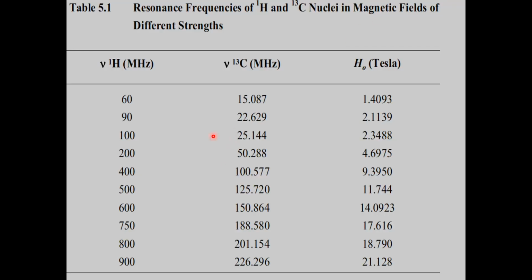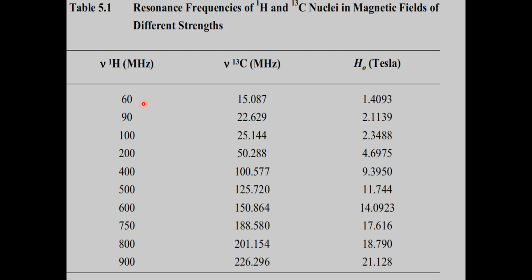This table contains the correlation between the magnetic field strength and the frequency of electromagnetic radiation used for each strength, for proton and carbon. For example, at magnetic field strength 1.4, we should use a frequency of 15 megahertz for carbon and 6 megahertz for proton.